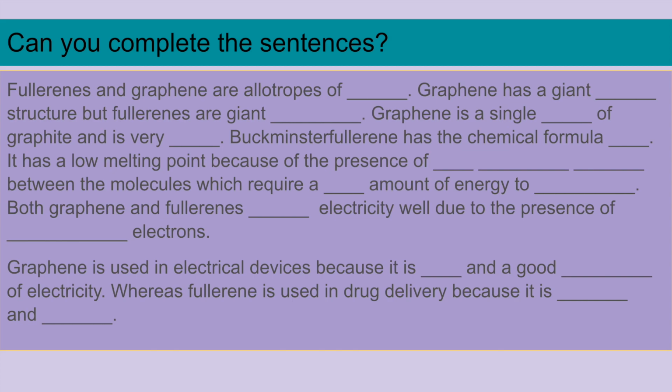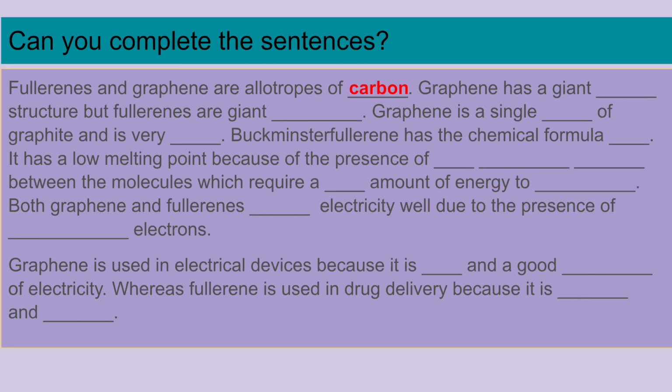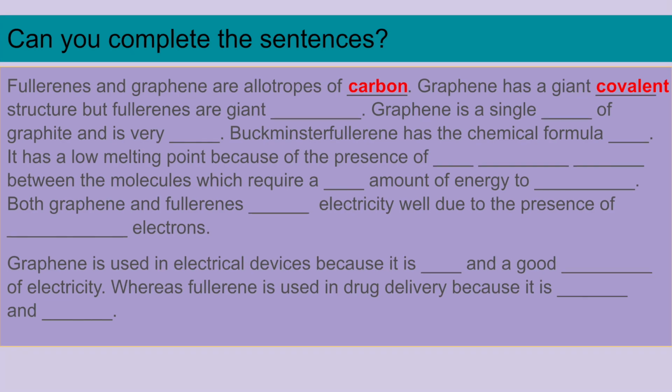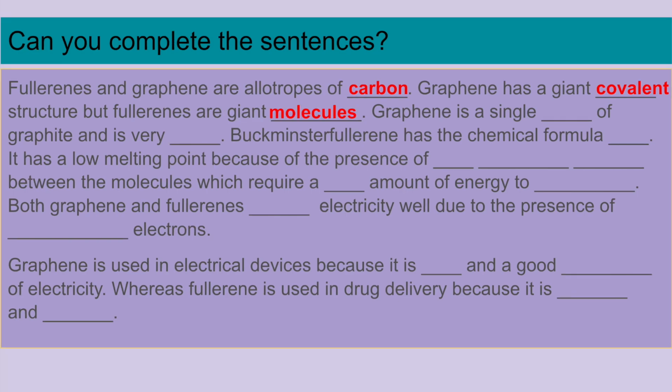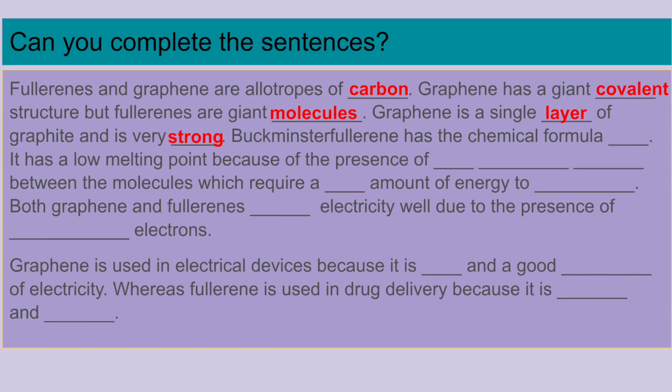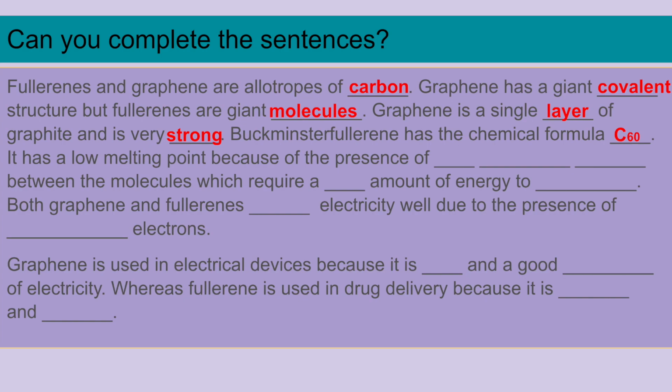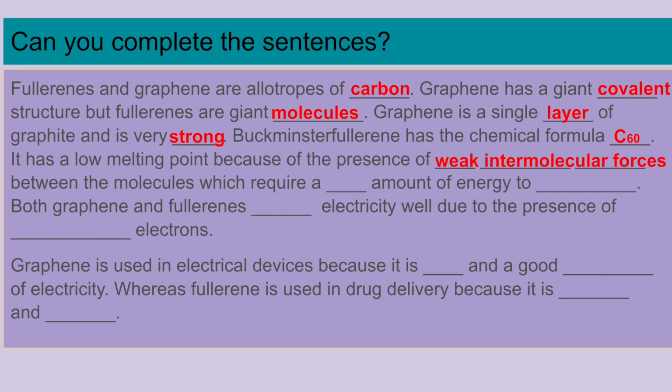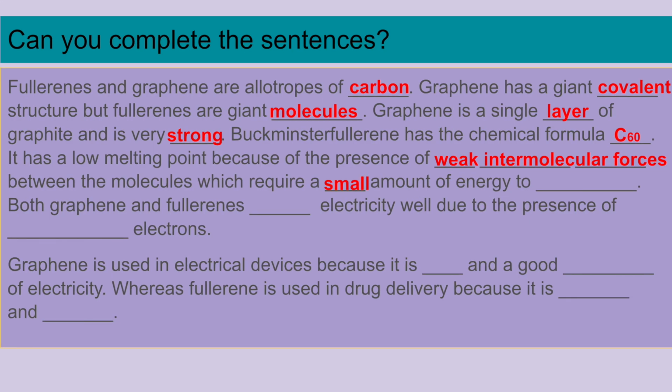So fullerenes and graphene are allotropes of carbon. Graphene has a giant covalent structure, but fullerenes are giant molecules. Graphene is a single layer of graphite and is very strong. Buckminster fullerene has a chemical formula C60. It has a low melting point because of the presence of weak intermolecular forces between the molecules, which require a small amount of energy to overcome.